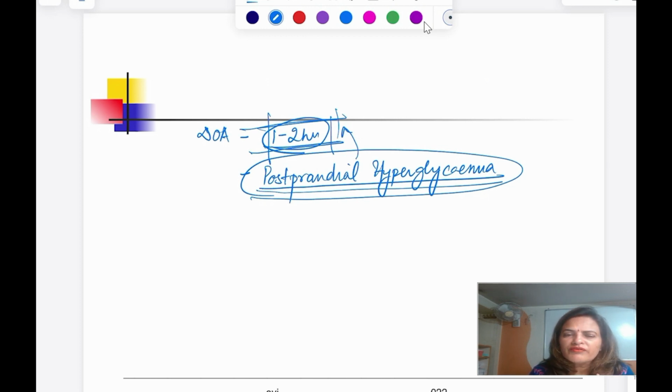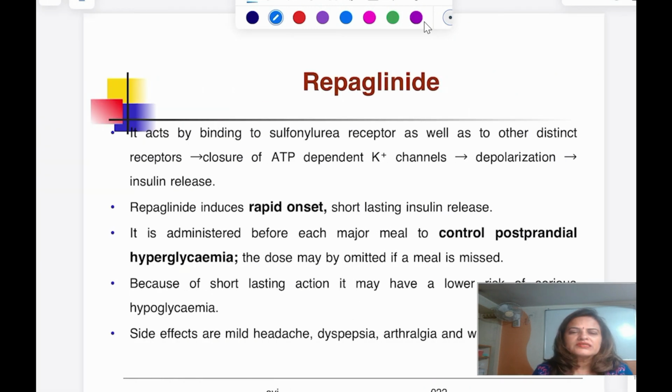So it is not going to affect the level of fasting blood glucose, because it is going to take care of only postprandial hyperglycemia. So if the person misses any meal, then there is no need to take this drug. So this is repaglinide. Same way it is going to act, rapid onset, before each meal to control postprandial.